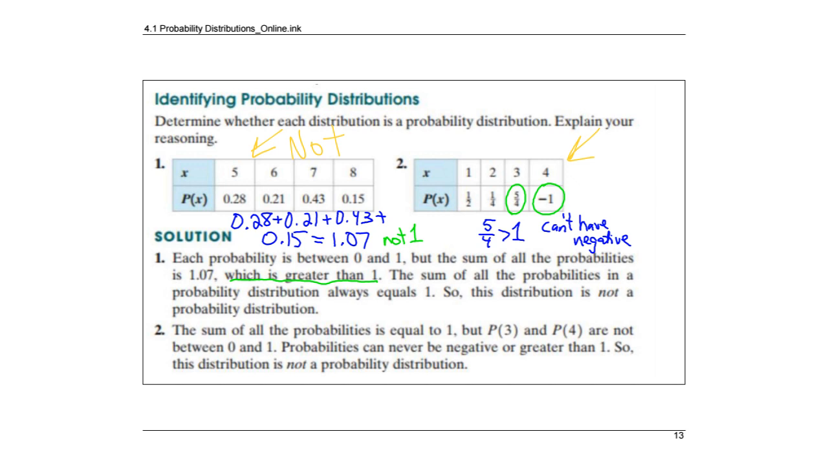On the second one here, we have a big problem. Even though they would sum to 1, they do not fit our criteria. We cannot have a negative. We can't have a number greater than 1. So this one also is not a probability distribution.